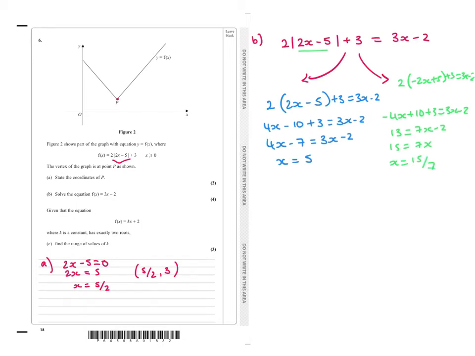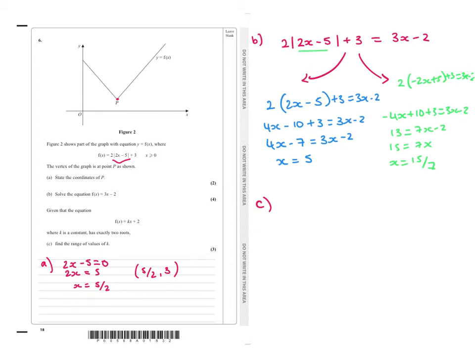Again, that's simple rearranging. We should be very happy with that. So we have two solutions, x equals 5 and x equals 15 over 7. So solve the equation. We've solved it. We've got two solutions. Perfect. Okay. Part C.